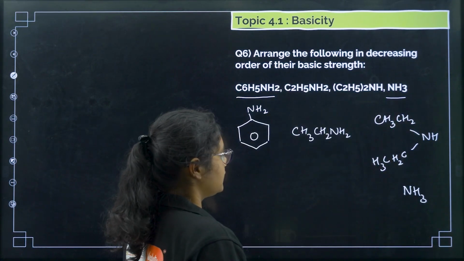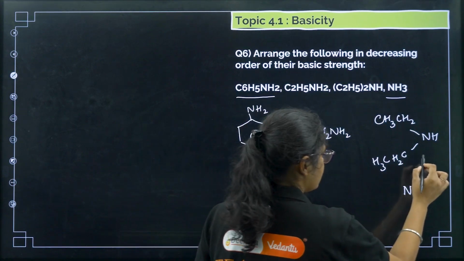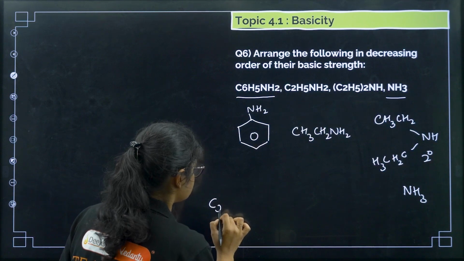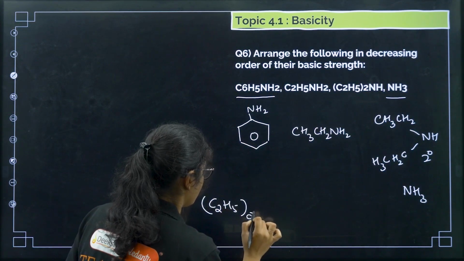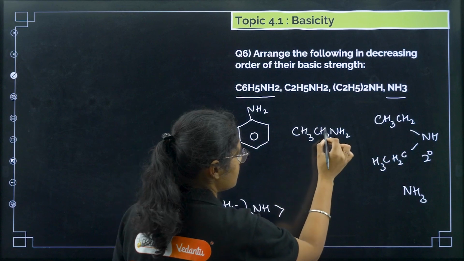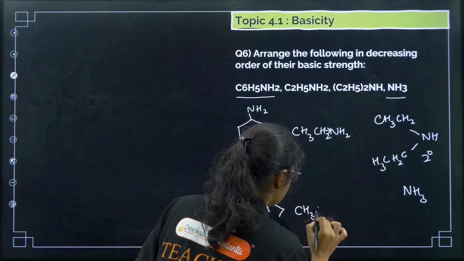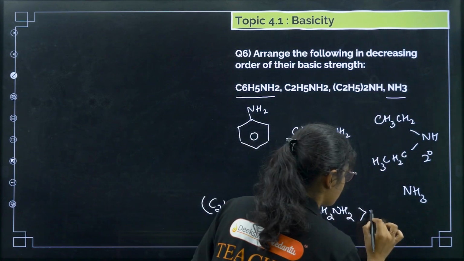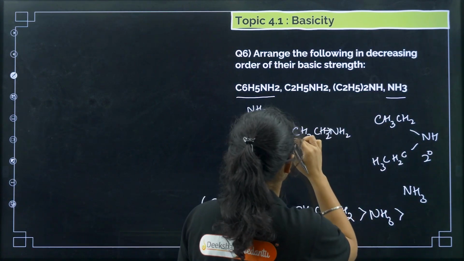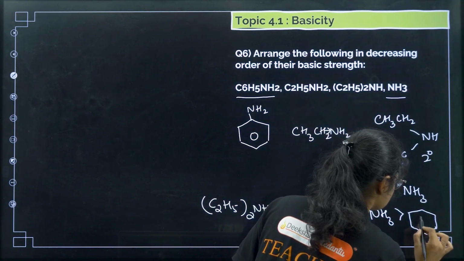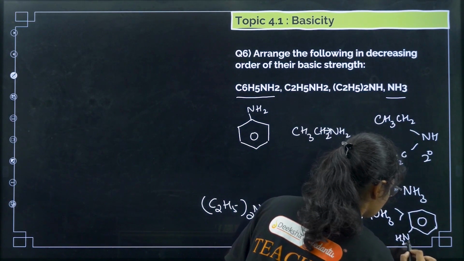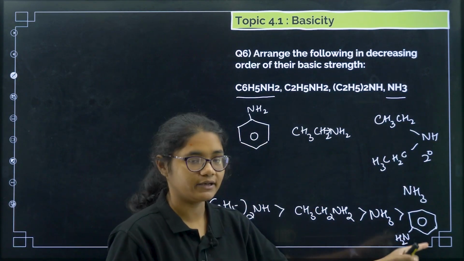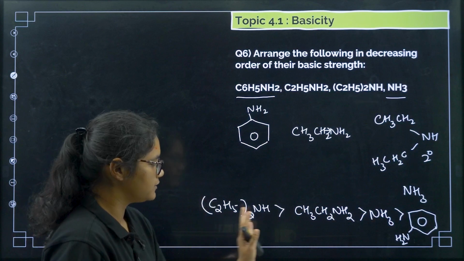Now if you see here, first of all, the secondary amines are more basic, so this one will come first. So you have (C2H5)2NH. Then the primary amine, because here donation will be there only from one side, CH3CH2NH2. Next you will have ammonia, and at the last you have aniline. Because in aniline, the lone pair of electrons on nitrogen will be involved in resonance, this will be the order.